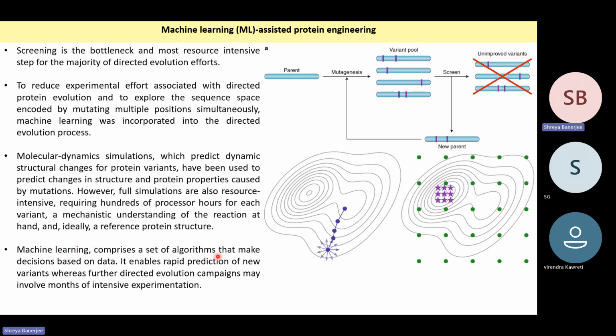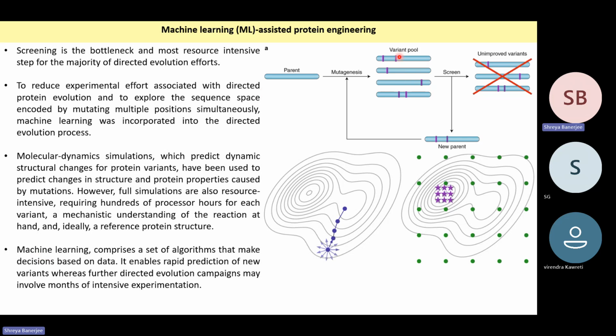Basically, machine learning uses a set of algorithms that make decisions based on data. So suppose from mutation, we get a variety of sequences having different structures. You have the data about the structures, and based on the structures, machine learning can make a decision because it has the database of known structure and function. So the computer has the knowledge of the known structure and function of known proteins.